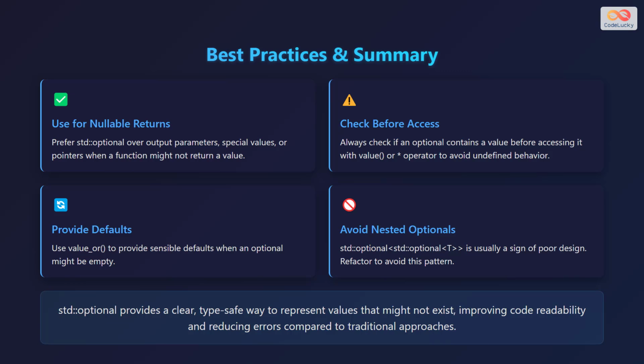Fourth, avoid nested optionals. std::optional of std::optional of type T is usually a sign of poor design. Refactor your code to avoid this pattern. In summary, std::optional provides a clear, type-safe way to represent values that might not exist, improving code readability and reducing errors compared to traditional approaches.